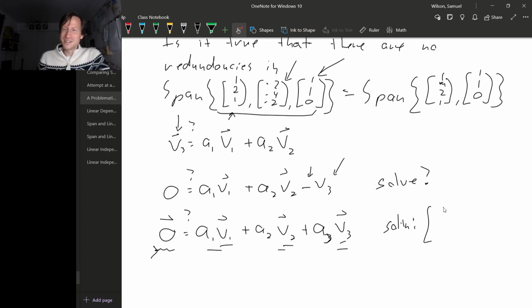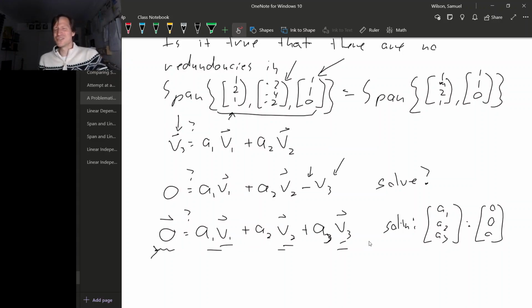We could just, for our a's, choose the vector of all zeros, the 0 vector, right? That would be one solution that works, but that's not really saying anything about the vectors v1, v2, and v3 in particular. That solution exists because this is a homogeneous equation. It's because one side of the equation is 0.